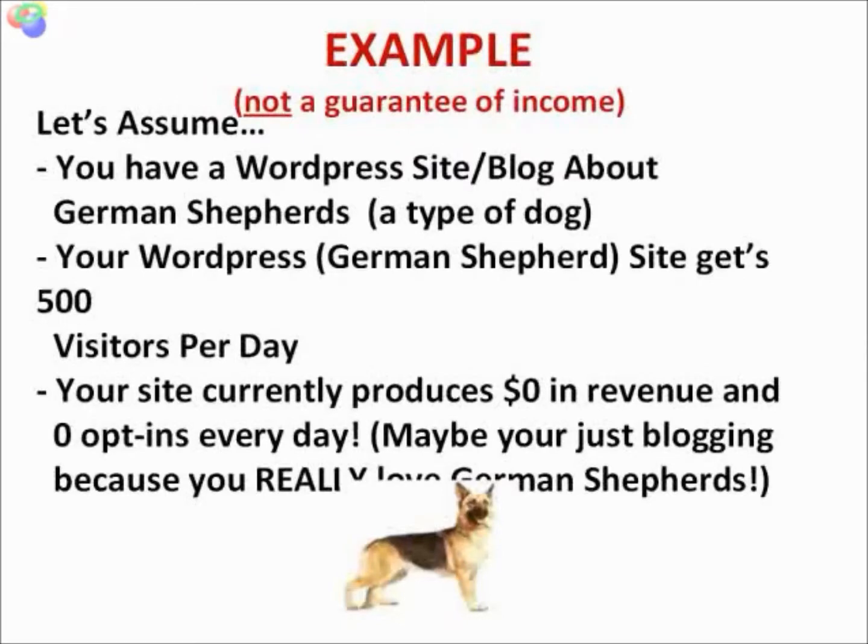Let's assume that you have a blog. You have a WordPress site or a WordPress blog about German Shepherds, and you love German Shepherds. And as we all know, German Shepherd is a type of dog, as we can see right here. Now, let's pretend that your WordPress German Shepherd site gets about 500 visitors per day. Sorry about the typo here. Let's also assume that your site produces $0 in revenue and 0 opt-ins every single day.